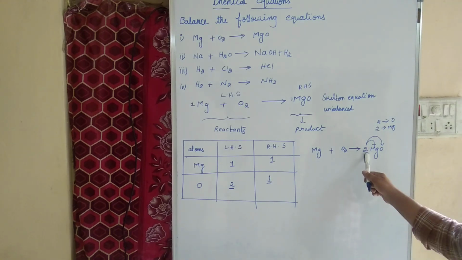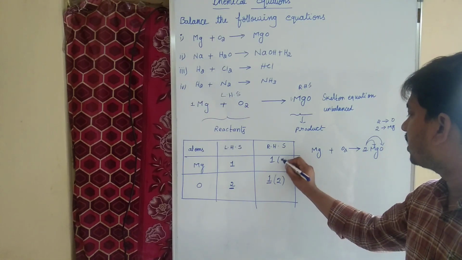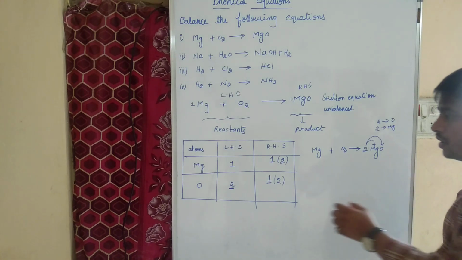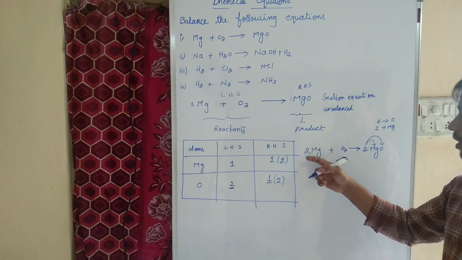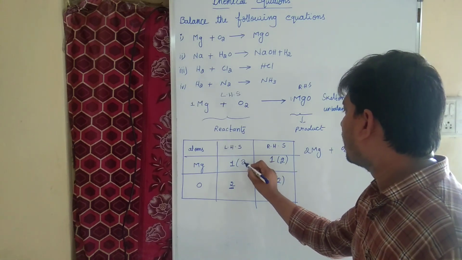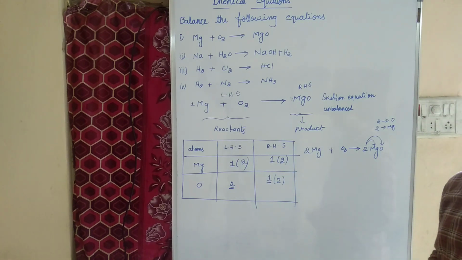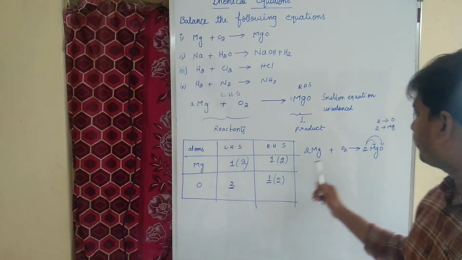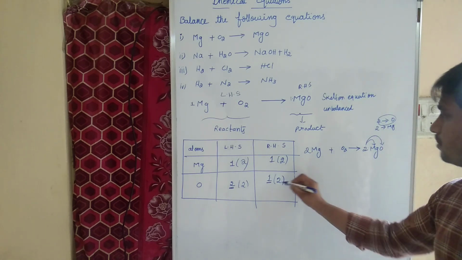If I add 2 over here, then this will become 2 atoms of oxygen as well as 2 atoms of magnesium. Now again magnesium atoms are unbalanced. Okay, it affects magnesium as well. So what I want to do, I want to add 2 over here. If I add 2 over here, now on left hand side we have 2 atoms of magnesium, as well as on right hand side we have 2 atoms of magnesium. Now coming to oxygen, on left hand side we have 2 atoms of oxygen, as well as on right hand side we have 2 atoms of oxygen.